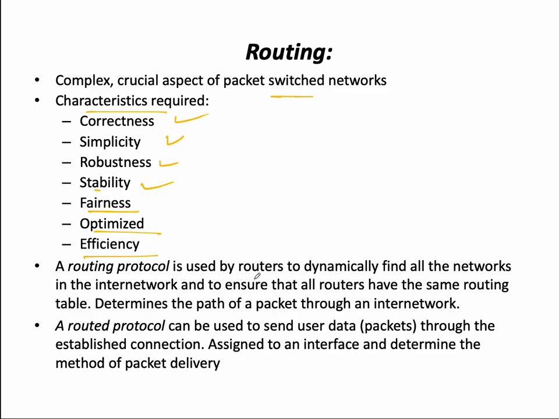A routing protocol is used by routers to dynamically find all the networks in the internetwork and to ensure that all routers have the same routing table. This is what happens in routing, right? It also determines the path of a packet through an internetwork. And a routing protocol can be used to send user data through the established connection, assigned to an interface, and determine the method of packet delivery.